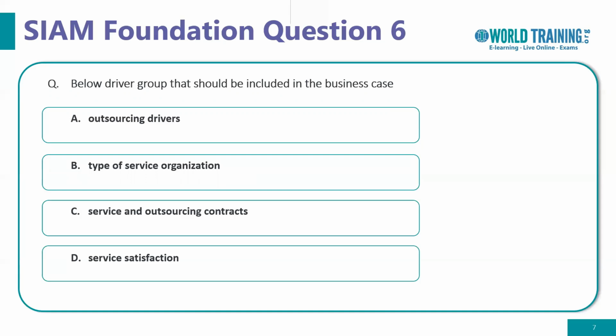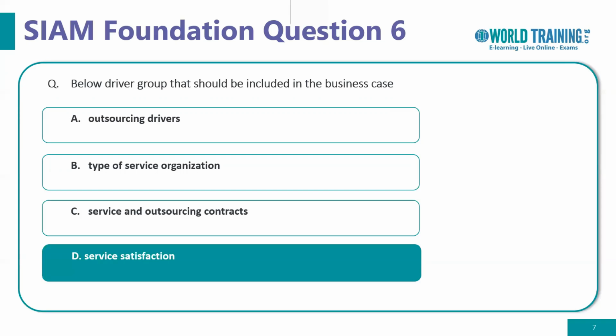So the straightforward answer could be D here. Outsourcing drivers are not required to be added in the business case. They are irrelevant, to be honest. Type of service organization, you might want to share some information on that, but there is no possibility of talking about it as a driver, because type of service organization is not a driver. Services and outsourcing contracts can be a driver, but not required to be added in the business case, because we are creating a business case to decide on SIAM implementation, right? So here, services and outsourcing contracts are again not relevant.